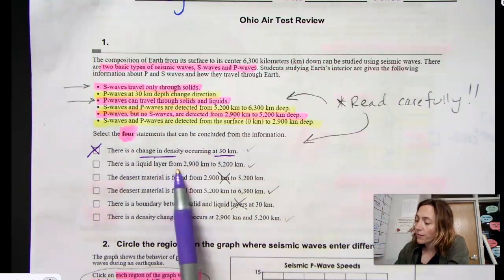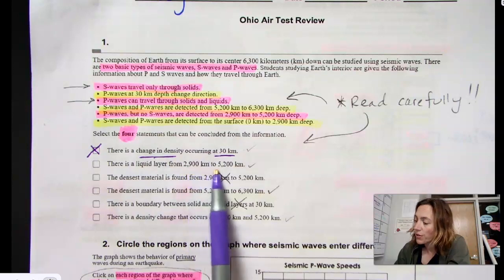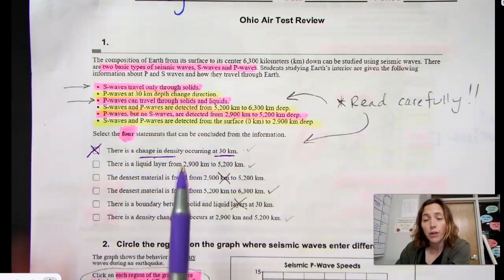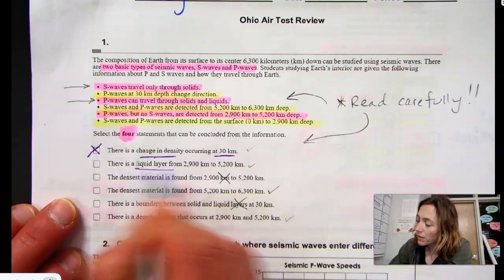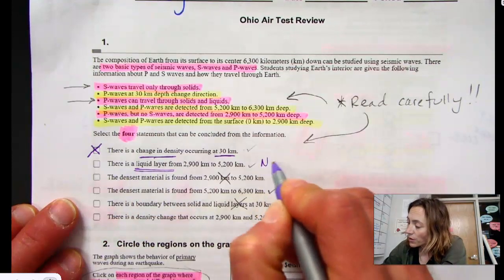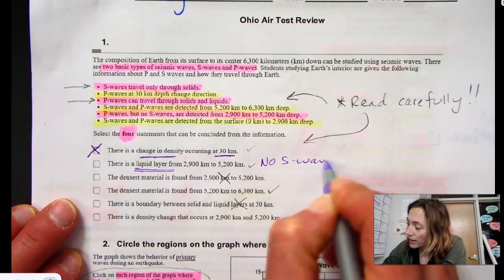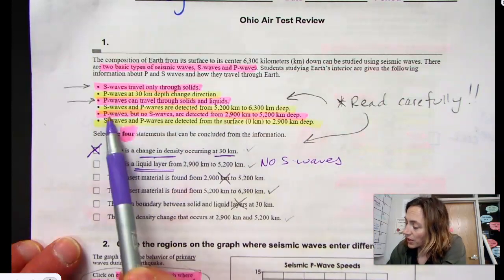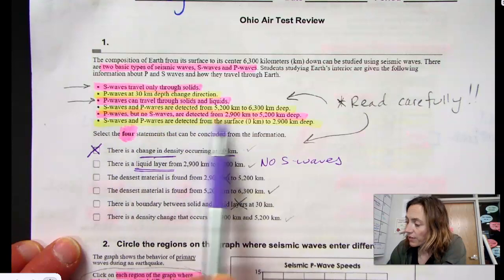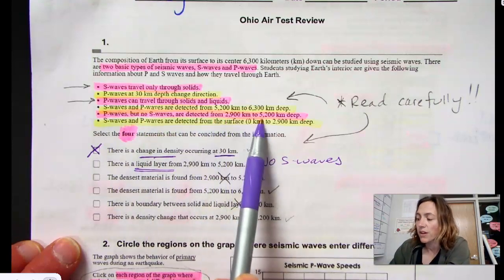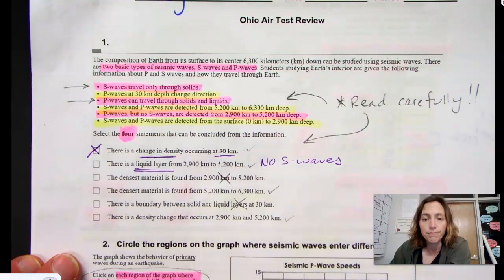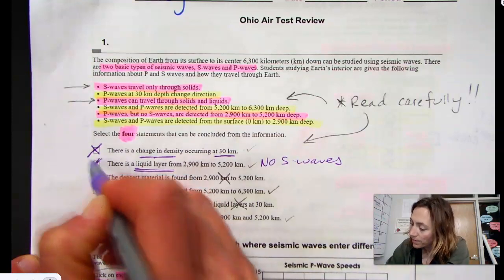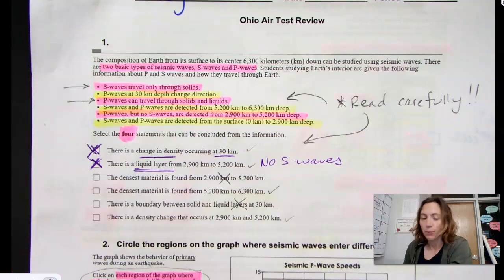We'll talk about that more in the graph down below. Next, there is a liquid layer from 2,900 kilometers to 5,200 kilometers. Well, if it's liquid, then there would be no S waves. Let's go look for these numbers up here. It says P waves but no S waves are detected from 2,900 to 5,200 kilometers deep. Looks like that's another conclusion that we can come up with.